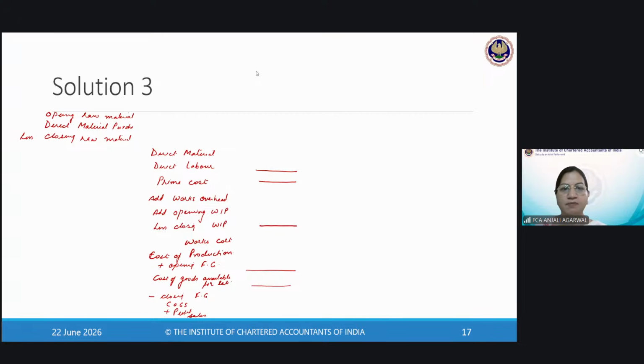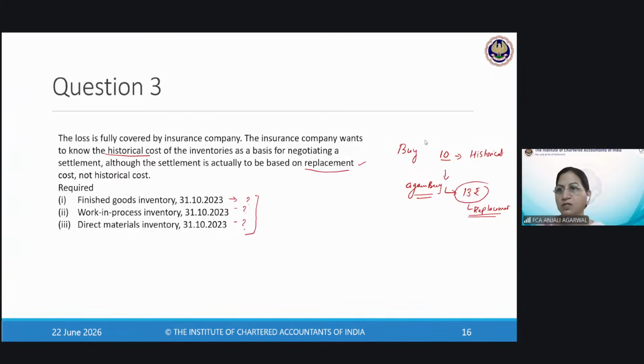Ma'am, could you please clarify when to use replacement cost and historical cost for raw material? In our examples, we will only use the historical cost. We'll never use raw material replacement cost. It is just a name which has appeared here because the insurance company is saying we'll compensate you for 13, not 10. So it was important that I explained what they mean. But they are saying find out the historical cost so that we use it as a base to calculate the replacement cost for negotiating the settlement price.